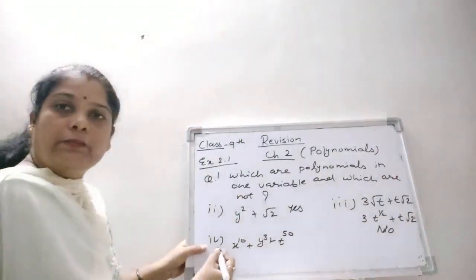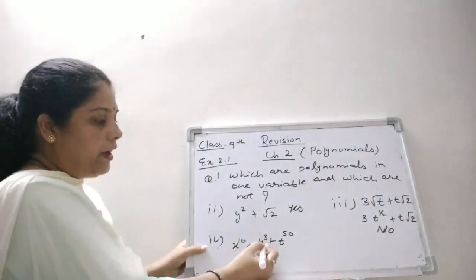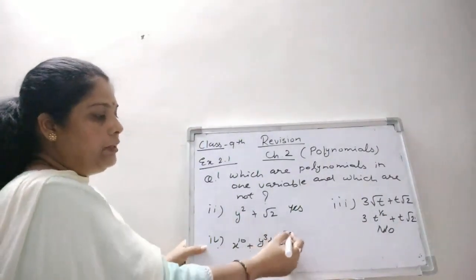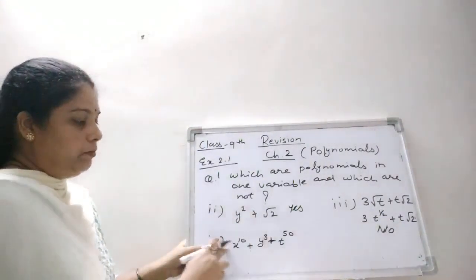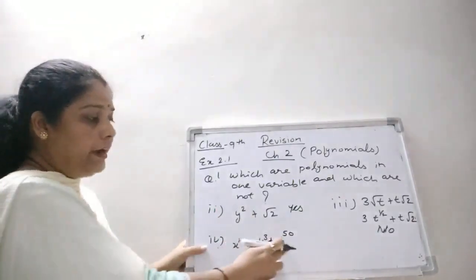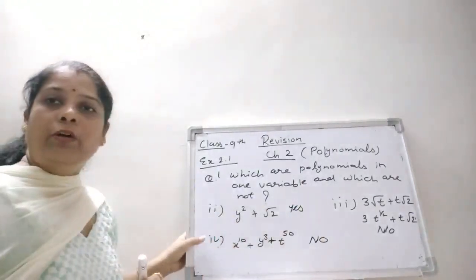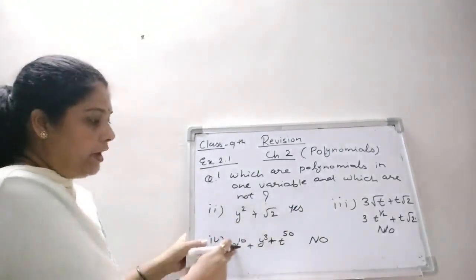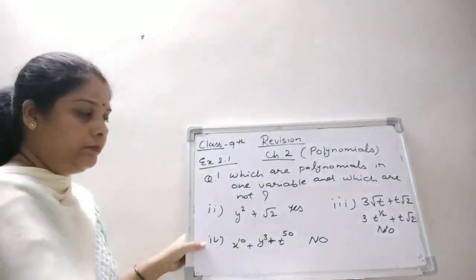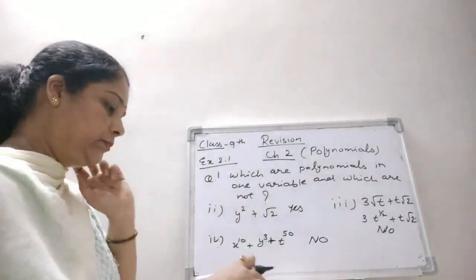Now this I have explained already, x raised to the power 10 plus y raised to the power 3 plus t raised to the power 50. Means here we have three variables x, y and t. So no, it is not the polynomial of one variable. We have three variables here. So no.